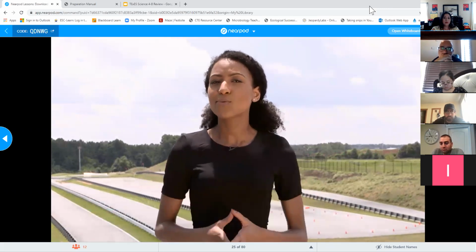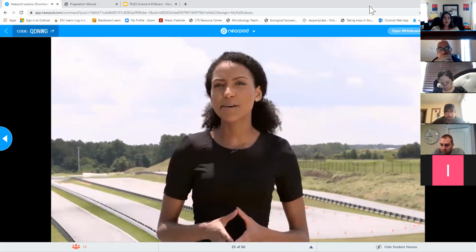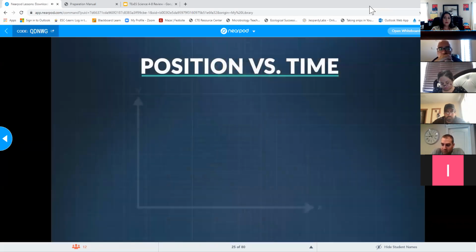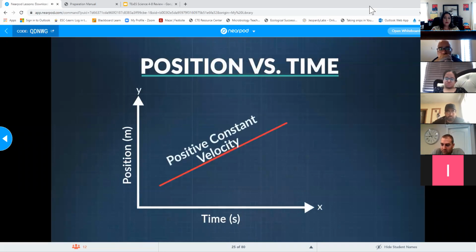Okay, so we've learned what velocity is, whether it's average, instantaneous, or constant. But how do we represent it? If we have a position time graph, we can use it to learn about an object's velocity. In a position time graph, the time elapsed will be shown on the x-axis and its position shown on the y-axis. This graph shows a constant velocity, which on a position time graph looks like a straight line.